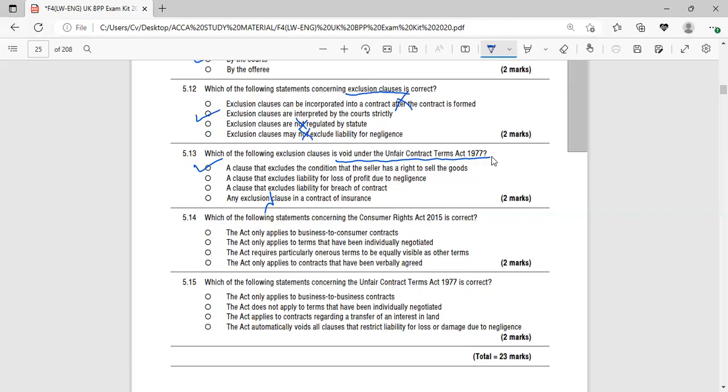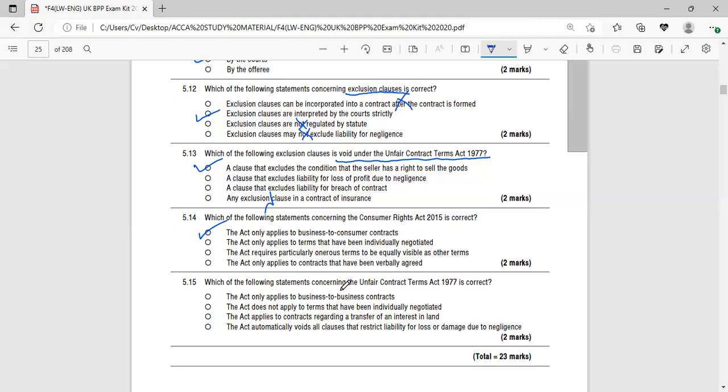Then next one is, which of the following statements concerning the Consumer Rights Act 2015 is correct? The act only applies to business to consumer contracts. Definitely it is relevant to the consumer, so this is the right answer. The act only applies to terms that have been individually negotiated. No. The act requires particularly onerous terms in a contract to be equally visible as other terms. The act only applies to contracts that have been verbally agreed. No, it is not the case.